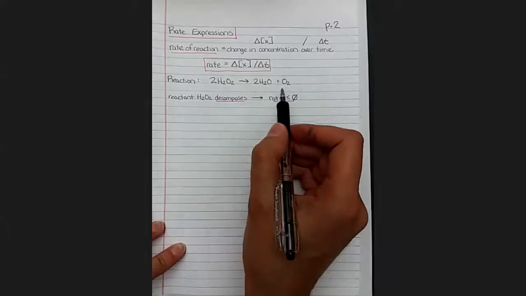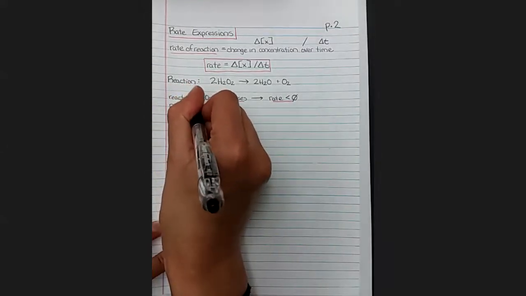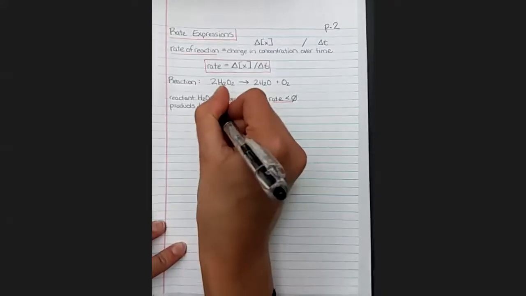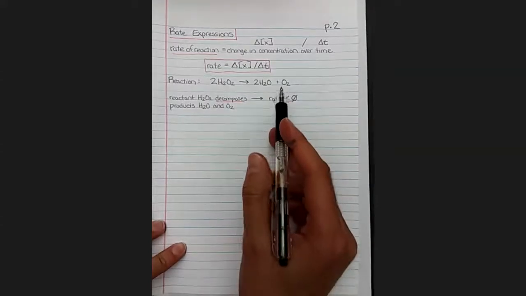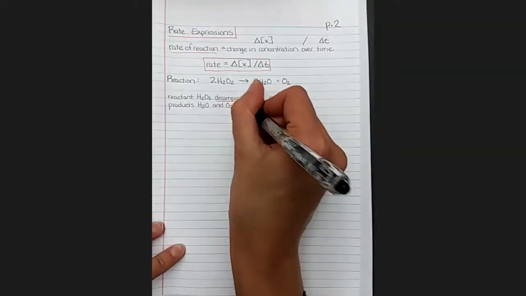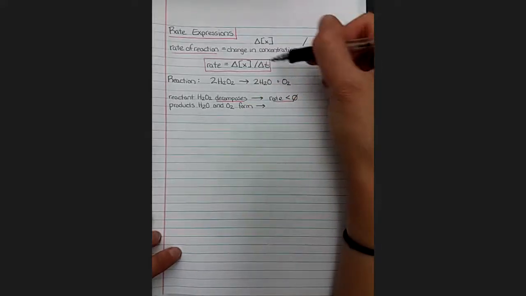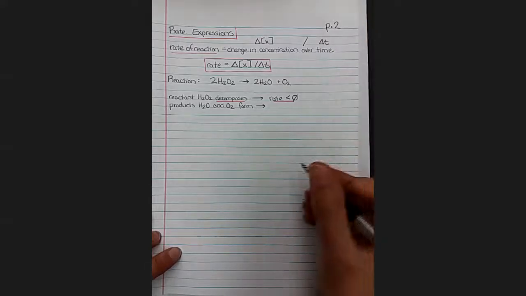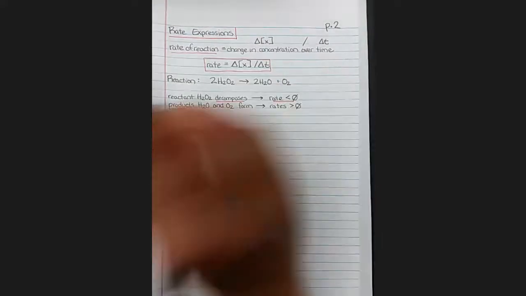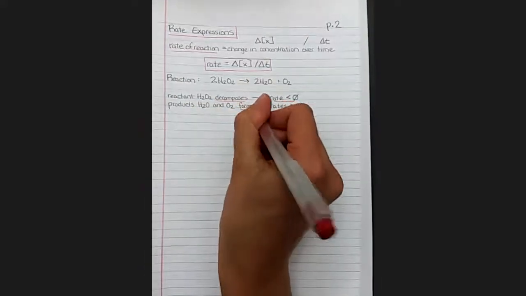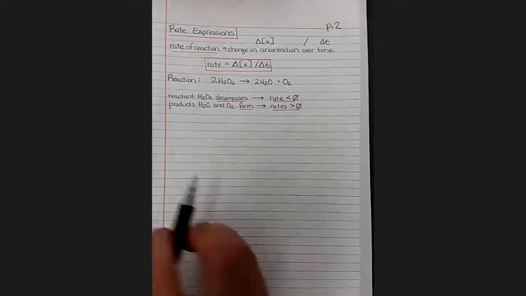And then we can look at our products and we can see that the opposite is going to be happening to them. So our products are water and oxygen. And because they're products, they are being formed in this reaction. And when something is being formed, its change in concentration is going to be positive. You're going to end up with more of it at a later time than you did at an earlier time. So these rates are going to be greater than 0. They're going to be positive numbers. So rates of formation are positive, rates of decomposition are negative.